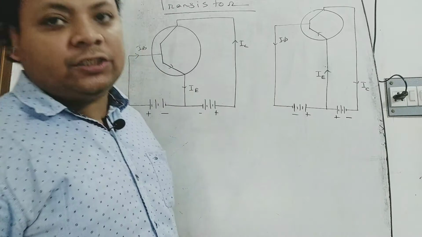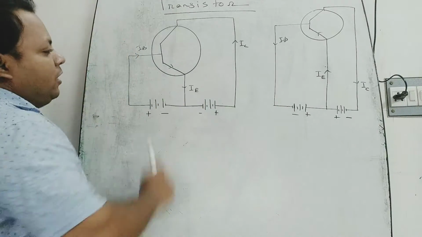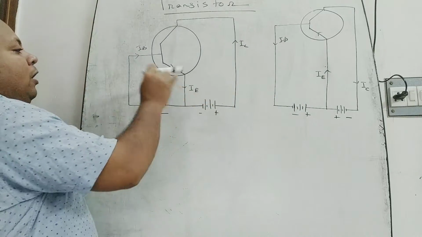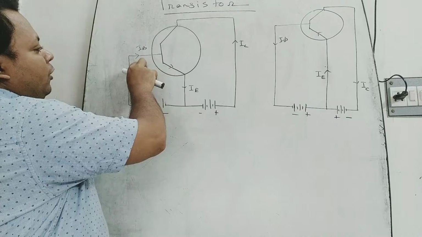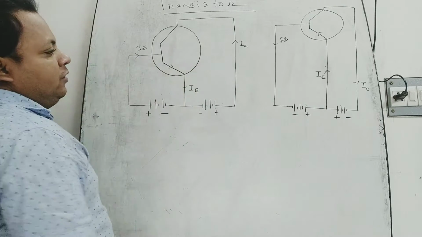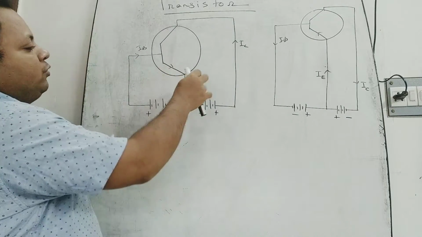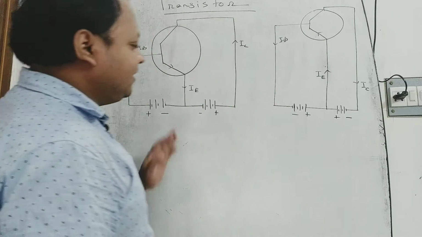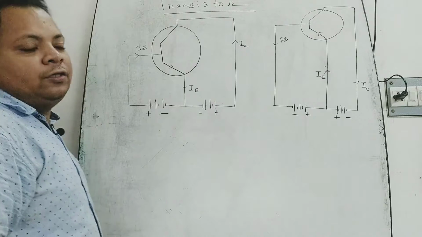This type of connection is known as common emitter connection. Here the emitter is common for both input and output circuit. That's why it is known as common emitter connection or common emitter circuit or CE circuit.